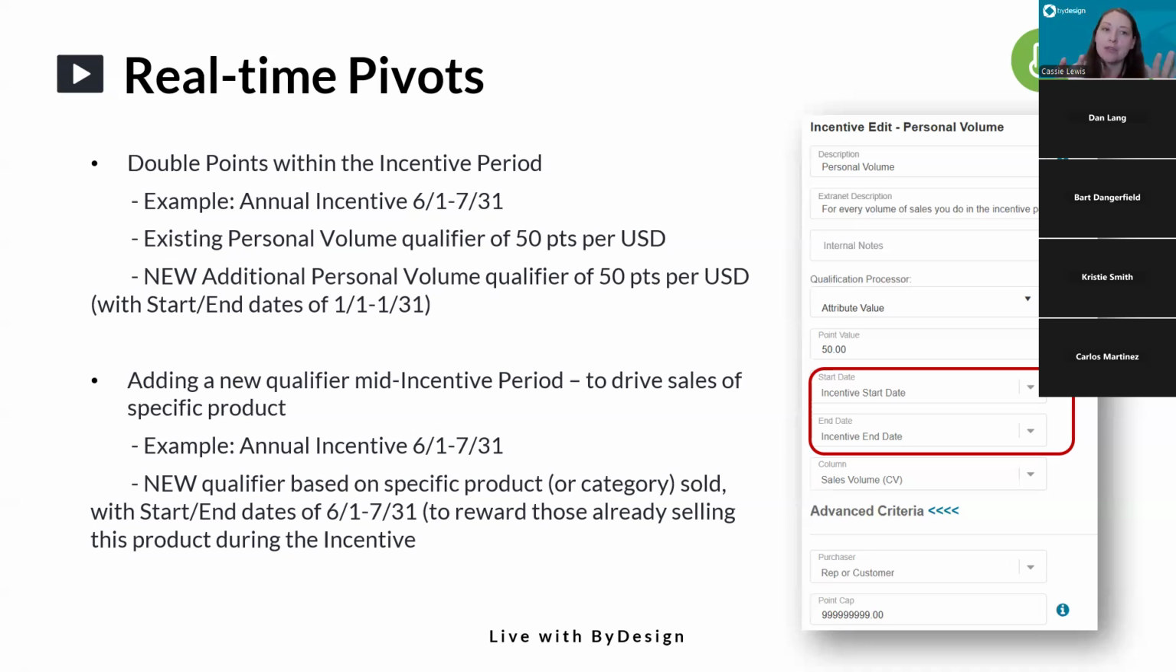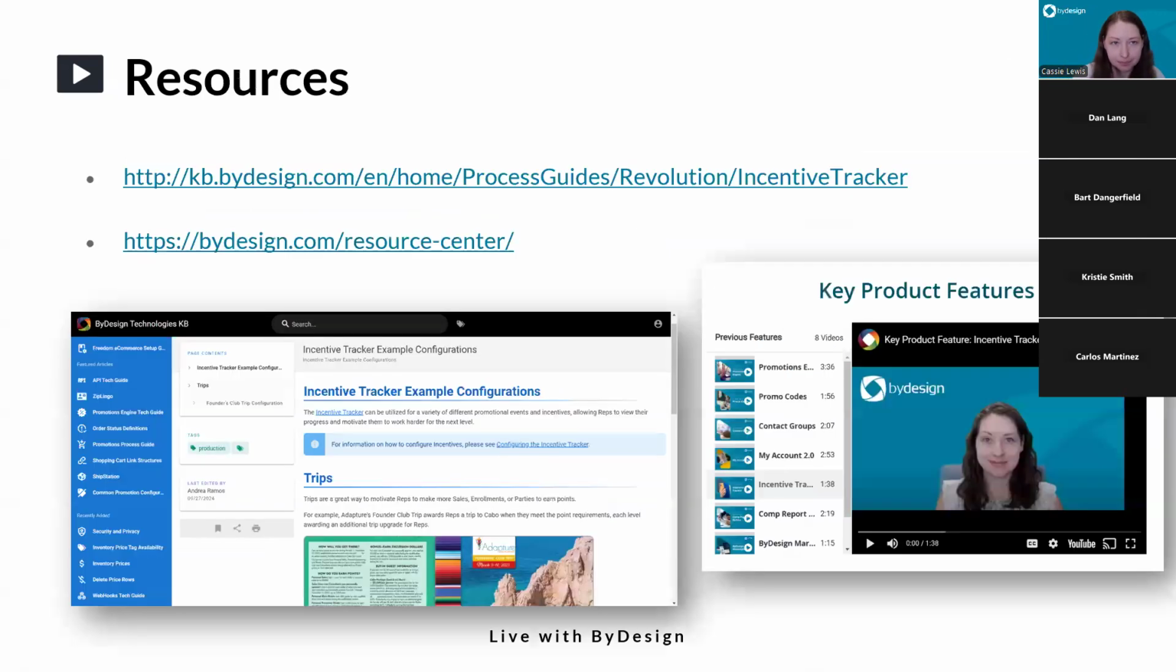So these are just a couple of examples of what you can do within an incentive period to pivot, to throw some gasoline on the fire to make sure that you're really getting the results that you want.